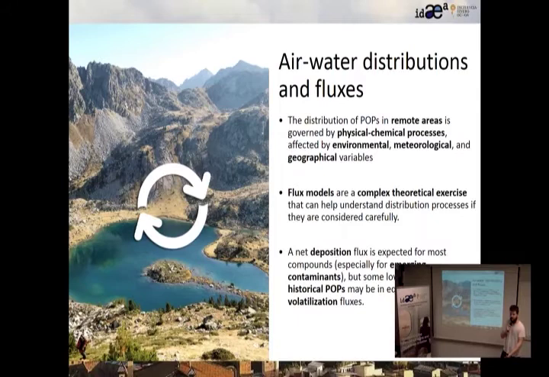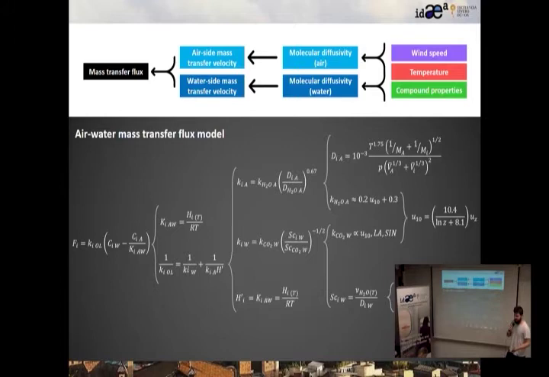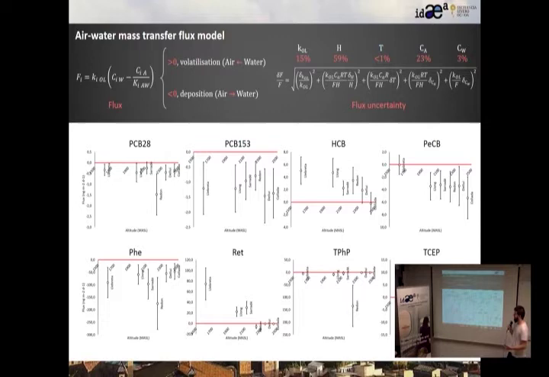This is what the model looks like. I will obviously not stop here to discuss it. I just want you to know that all these equations take several variables, such as wind speed, temperature, Henry's law constants, molecular volumes, molecular masses, etc. And it uses them to calculate molecular diffusivities both in air and in water, which will ultimately give us mass transfer velocities and mass transfer fluxes. If the flux is positive, that indicates net volatilization, that is from water to air, and if the flux is negative, that indicates net deposition from air to water. These calculations obviously have their own uncertainties, in some cases bigger than we would like them to be. But they have been calculated and accounted for, as you can see up here, top right corner.